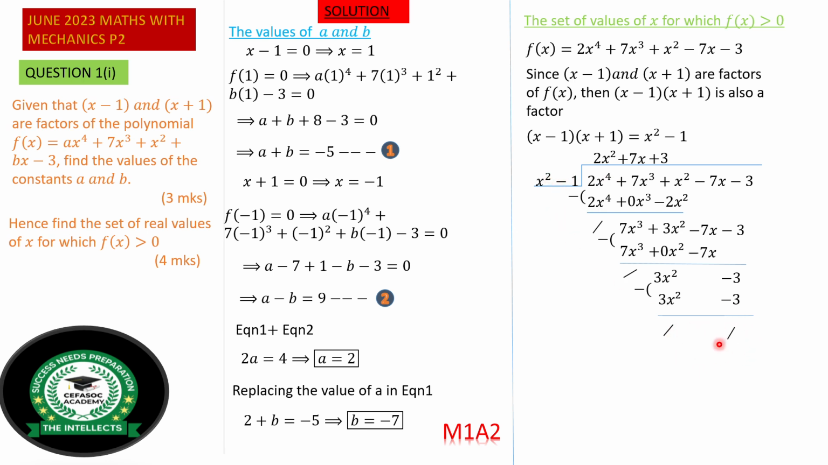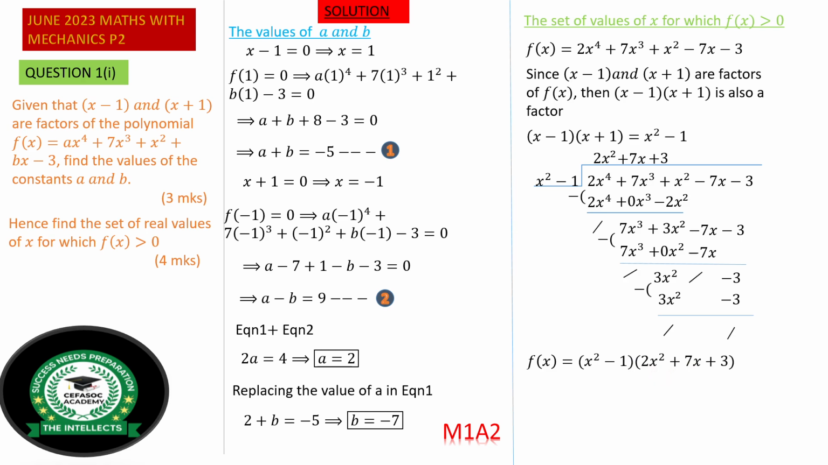If your remainder is not giving 0, it means that either your method is not appropriate, or you made an error in your method, or you did not choose the correct factor properly. Now we have our f of x to be x squared minus 1 times 2x squared plus 7x plus 3. Just to remind you that f of x has degree 4, meaning that the highest power of x is 4. It means that we need to have 4 factors of f of x.